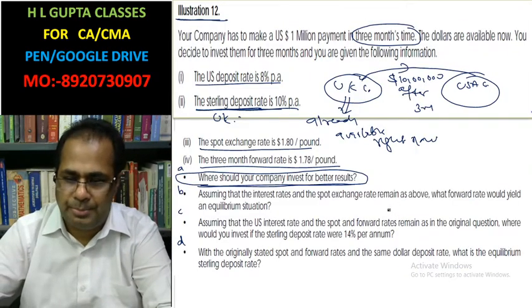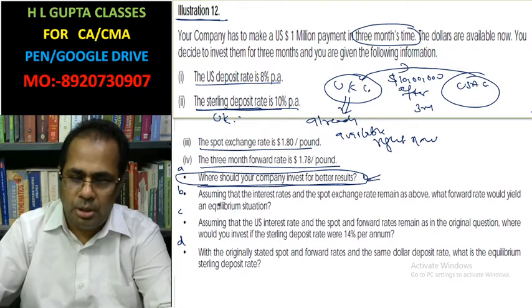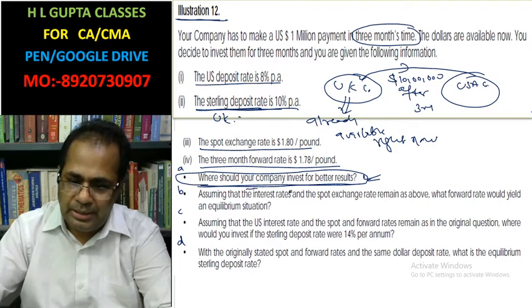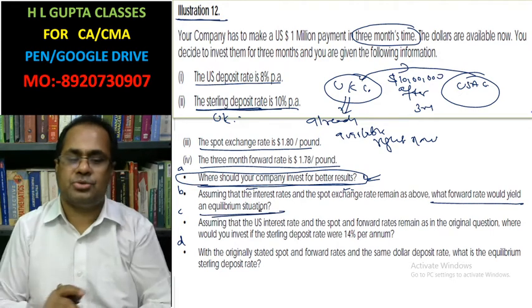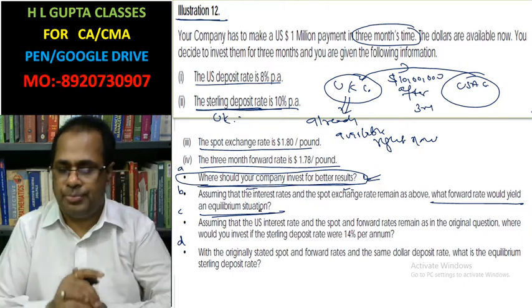You have completed A part. Now look at it. Assuming that the interest rates and spot exchange rate remain the same as above, what should be the forward rate at equilibrium? It means what?